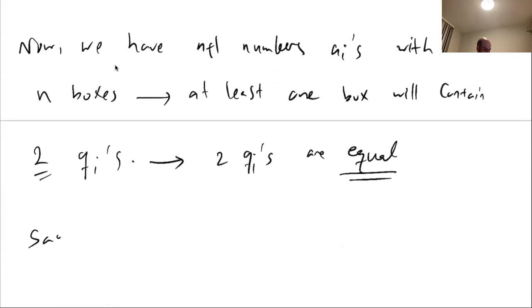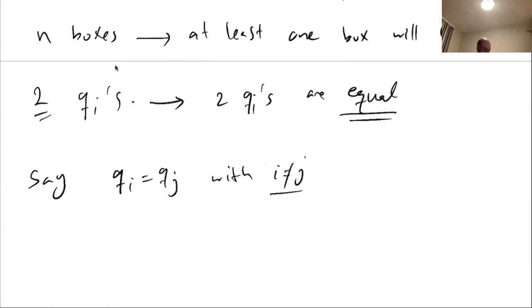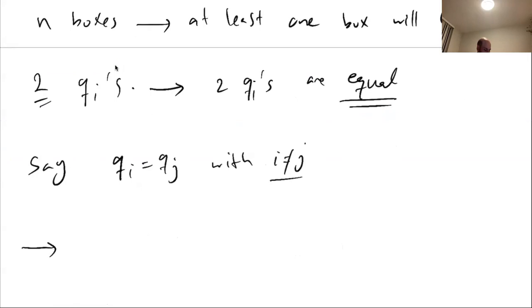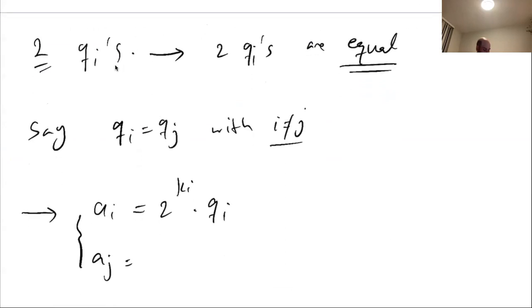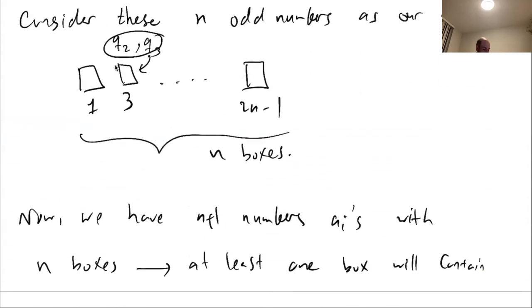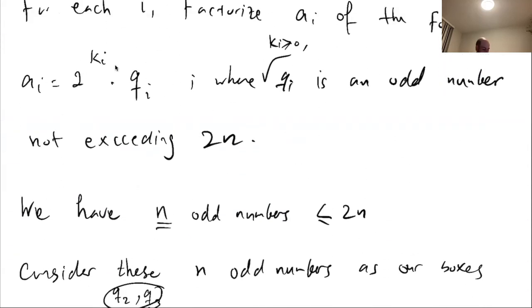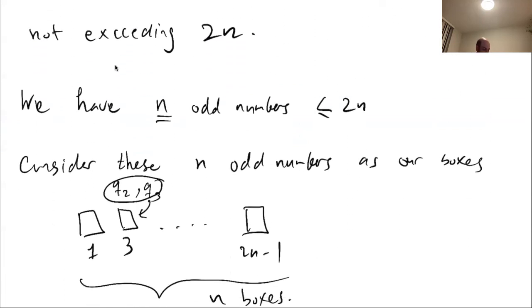So say QI equals QJ with I not equal to J. So then what can I say? I can say AI is equal to 2 to the power KI times QI, and AJ equals 2 to the power KJ times QJ. Right? Every AI was factored in the form of 2 to the power KI times QI.